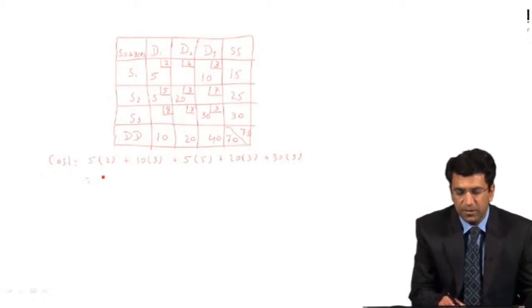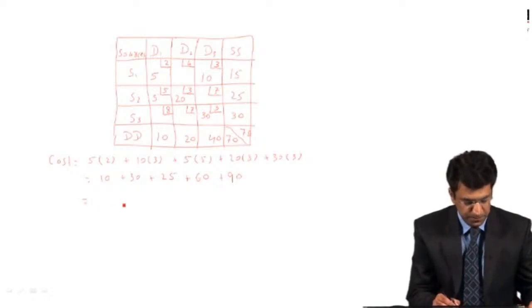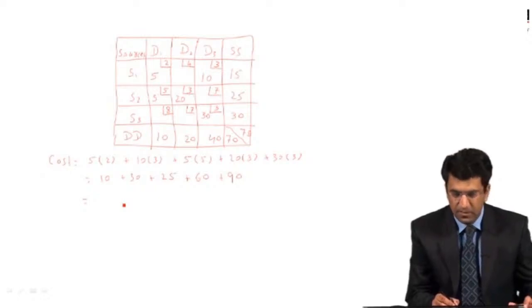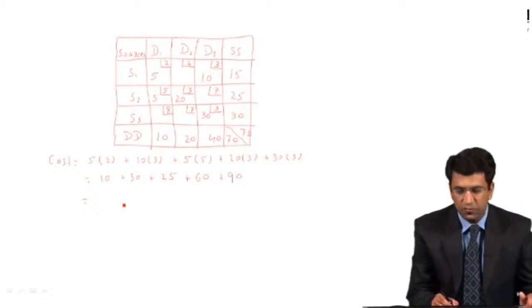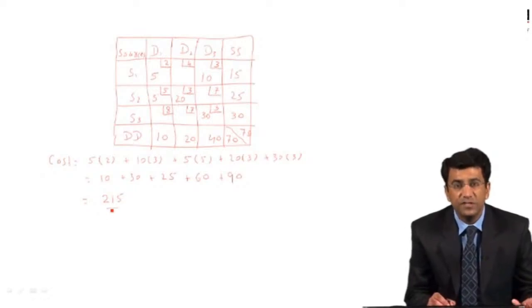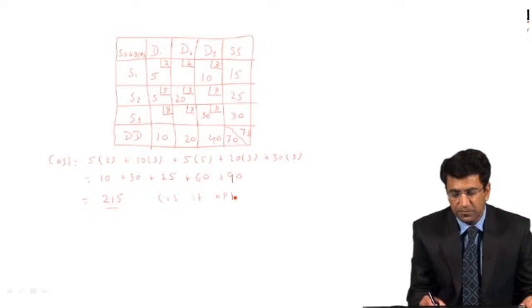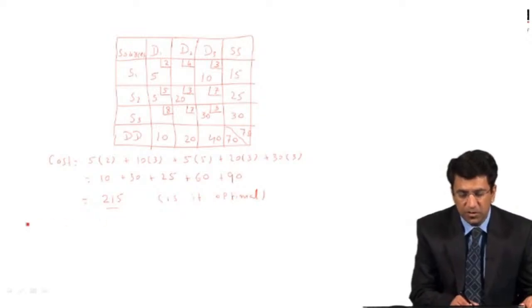So it will become 10 plus 30 plus 25 plus 60 plus 90. So 10 plus 30 40 plus 25 plus 60 plus 90. It will become 215. Now again class, you have noted that our total cost has further been reduced. Now again we'll have to check whether this is optimal or not. Is it the optimal cost? So again we'll have to find out those improvement indices.